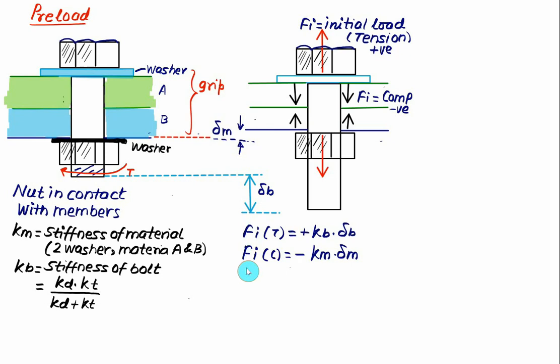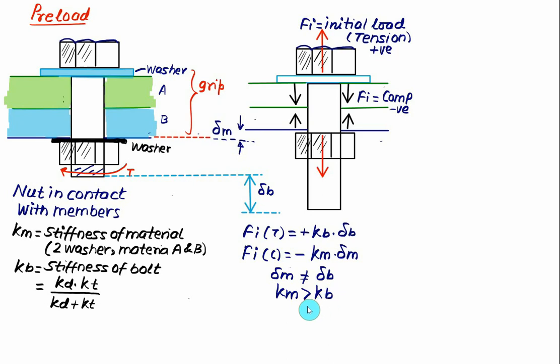So we have an initial load Fi, and this value remains the same for both the bolt as well as the material. So during the preload we have a deflection of the member delta m and a deflection of the bolt delta B. Clearly from this figure we can observe that the value of delta m is not equal to delta B. Rather, the value of delta m we have shown is smaller compared to delta B, because the value of Km, the stiffness of the material, is much larger than the stiffness of the bolt.